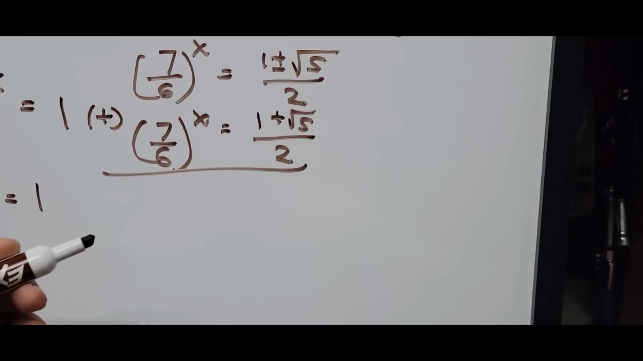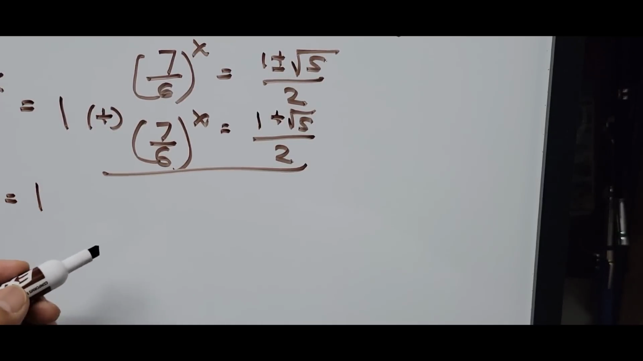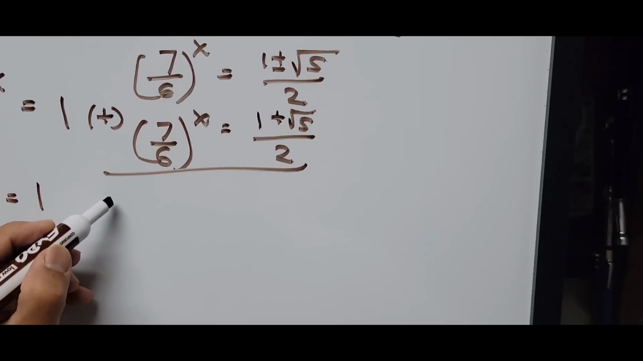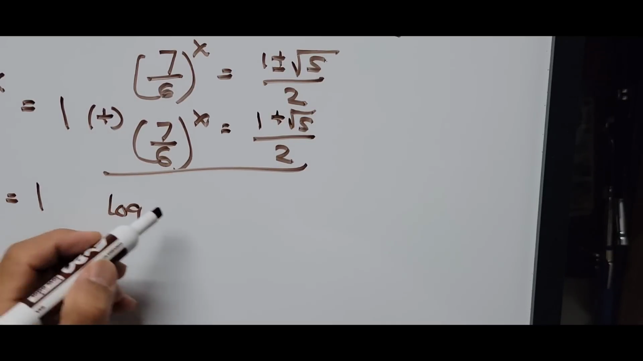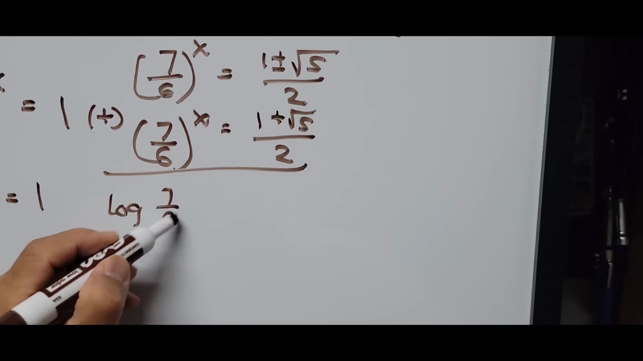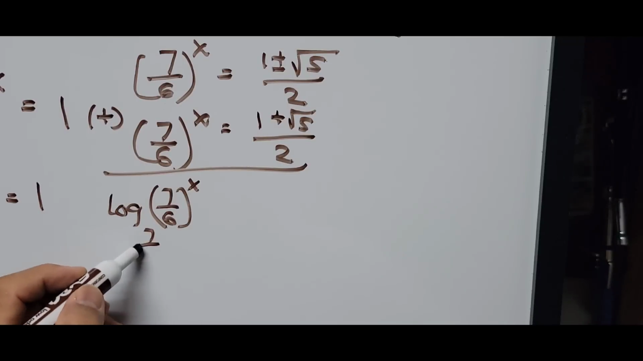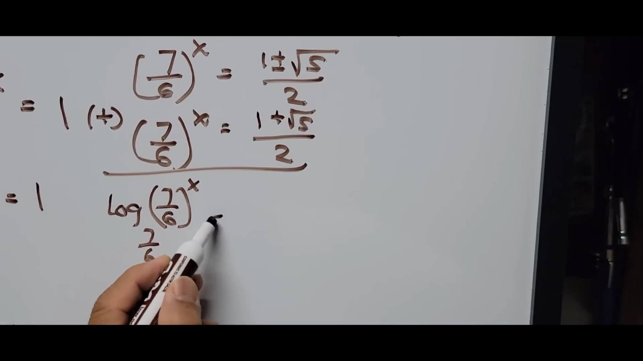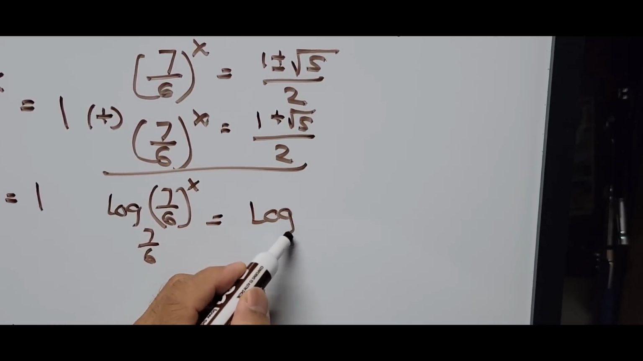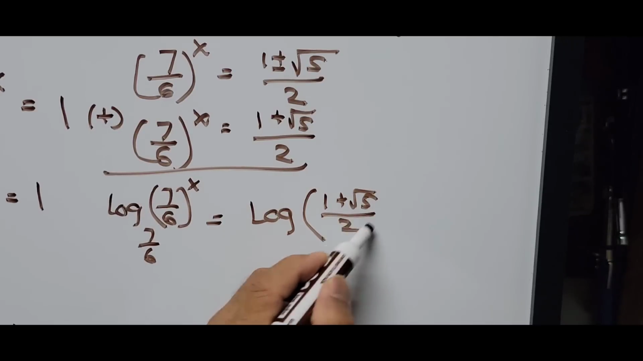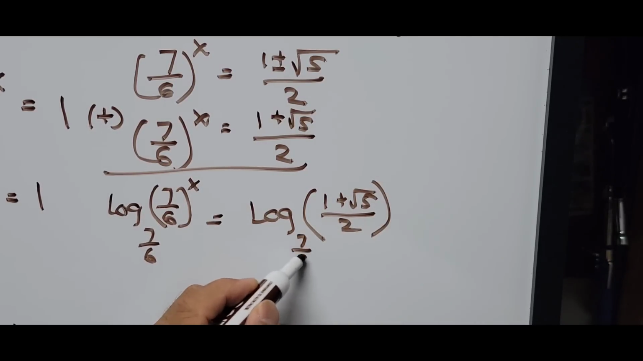Okay, so from here now, we're taking the logarithm of both sides. We can use the common logarithm or the natural logarithm, it doesn't matter. So let's do the common logarithm. So that is the logarithm of (7/6)^x to the base 7/6 equals the logarithm of (1 + √5)/2 to the base 7/6.